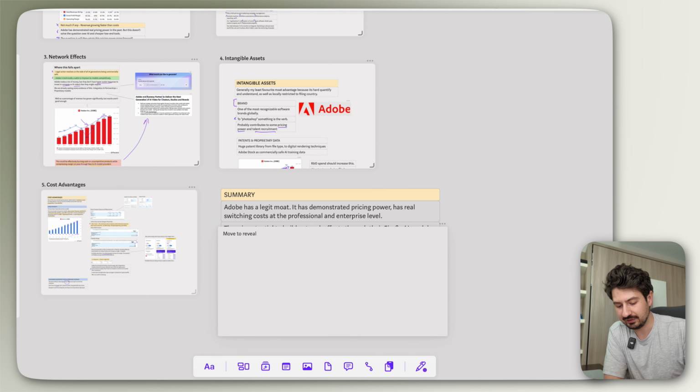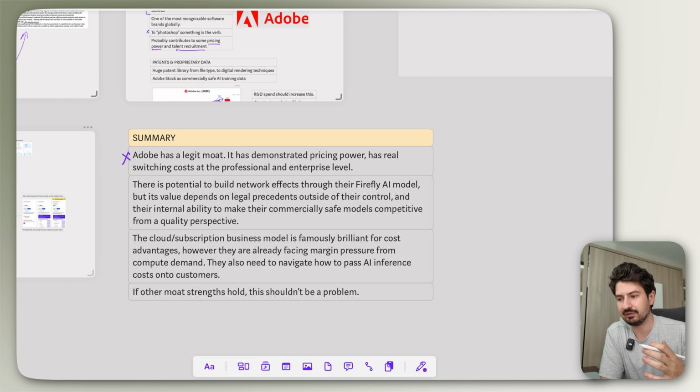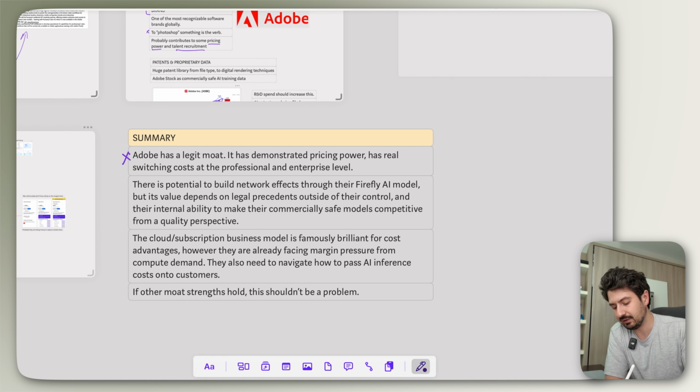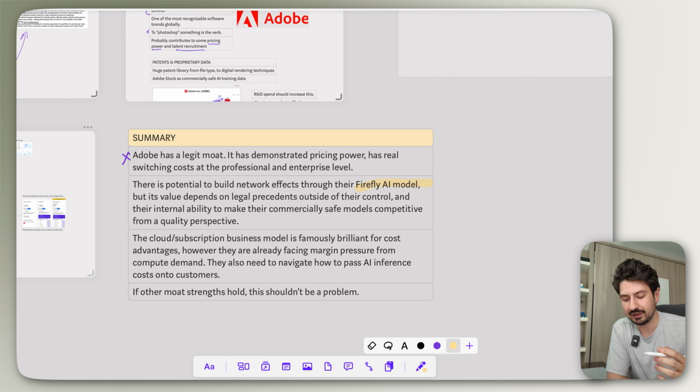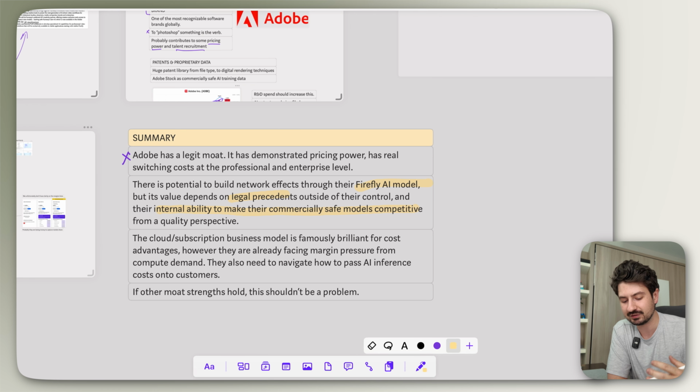Let's just summarize here. Adobe has a legit moat and has demonstrated pricing power in the past at the professional and enterprise level. There is some light network effects on the file usage, and there's potential to build network effects in the Firefly model, but it really depends on how these legal cases outside of Adobe's control work out, and then also their internal ability to make those commercially safe AI models competitive from a quality output standpoint.